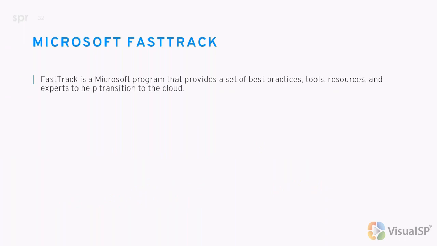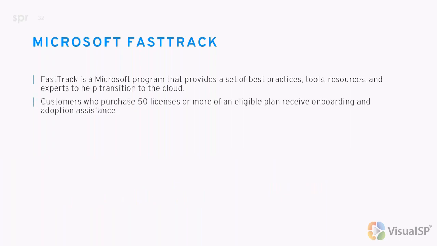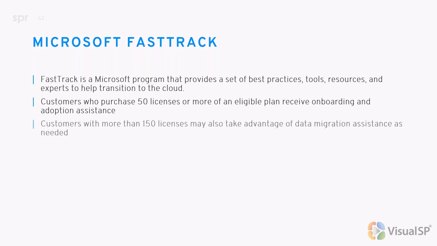The first one you should consider is Microsoft FastTrack. Microsoft FastTrack is a program that provides best practices, tools, and resources to help transition to the cloud. If you purchase more than 50 licenses, you can get onboarding and adoption assistance. However, if you get more than 150 licenses, they will actually help you move some of your data as well.